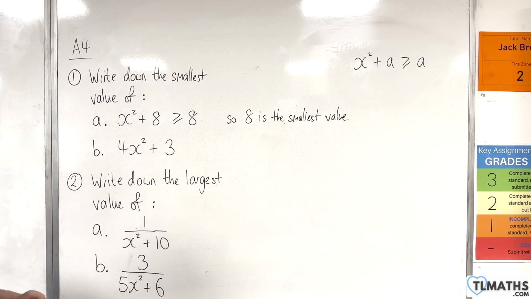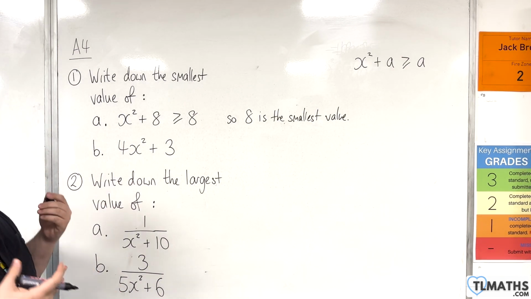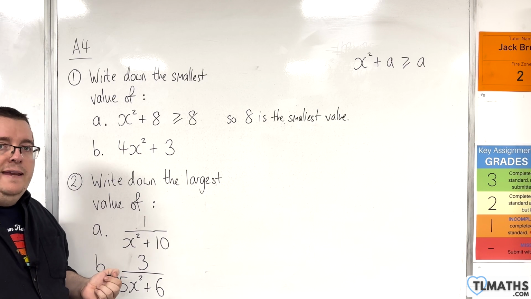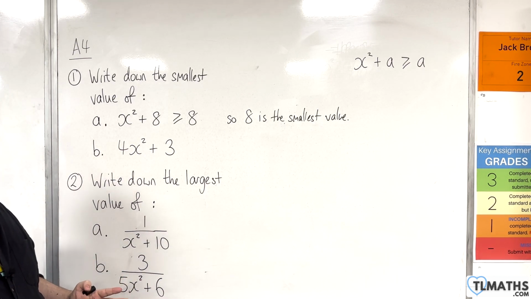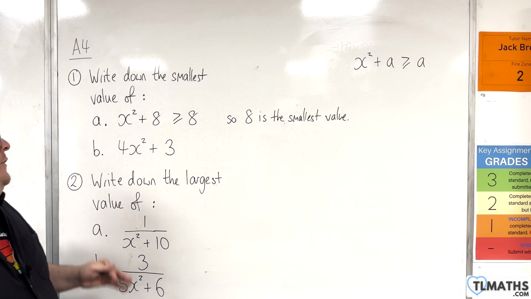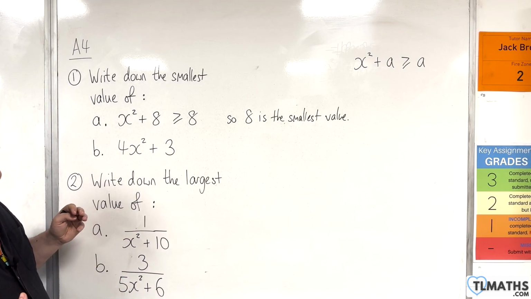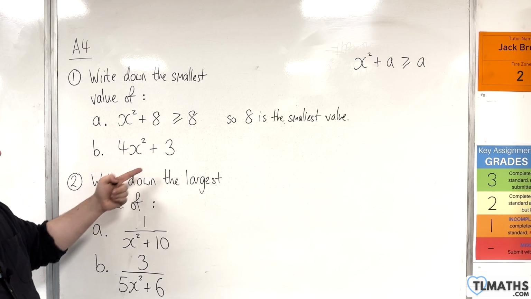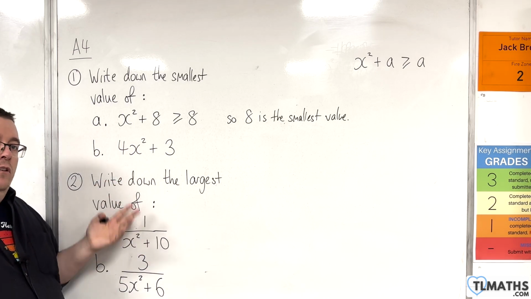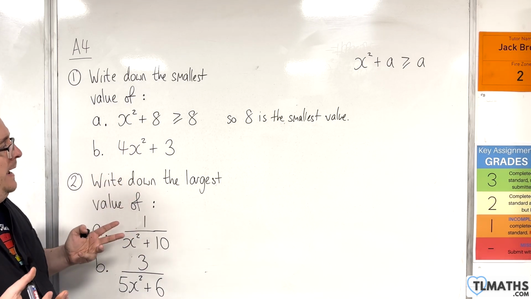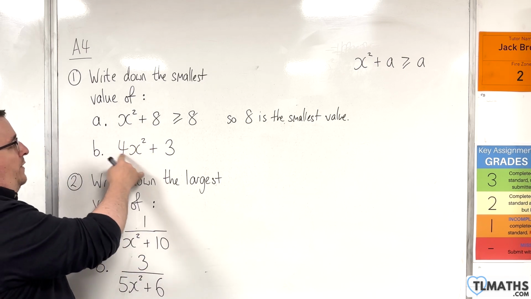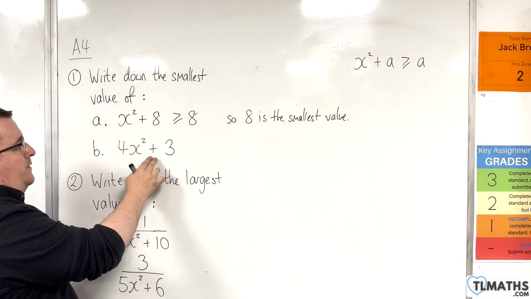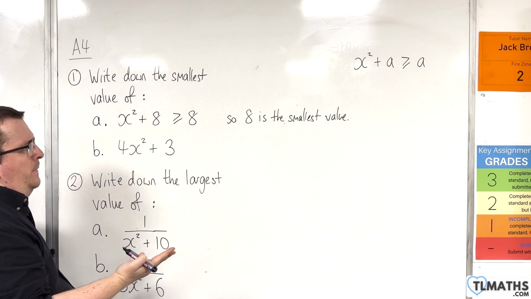Now for b, we've got 4x squared plus 3. Now you might be thinking, well, what difference does that 4 make? Well, in actual fact, no, it doesn't. Because essentially, the x can be any real number it wants to be, and x is 0 would make this whole thing 0, and then you would just get 3.